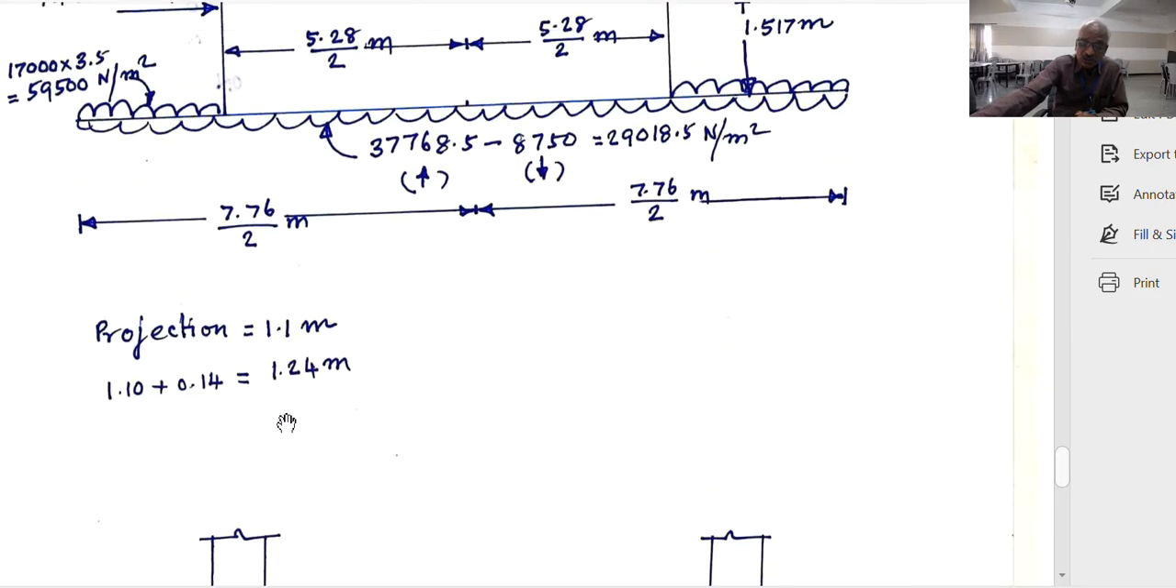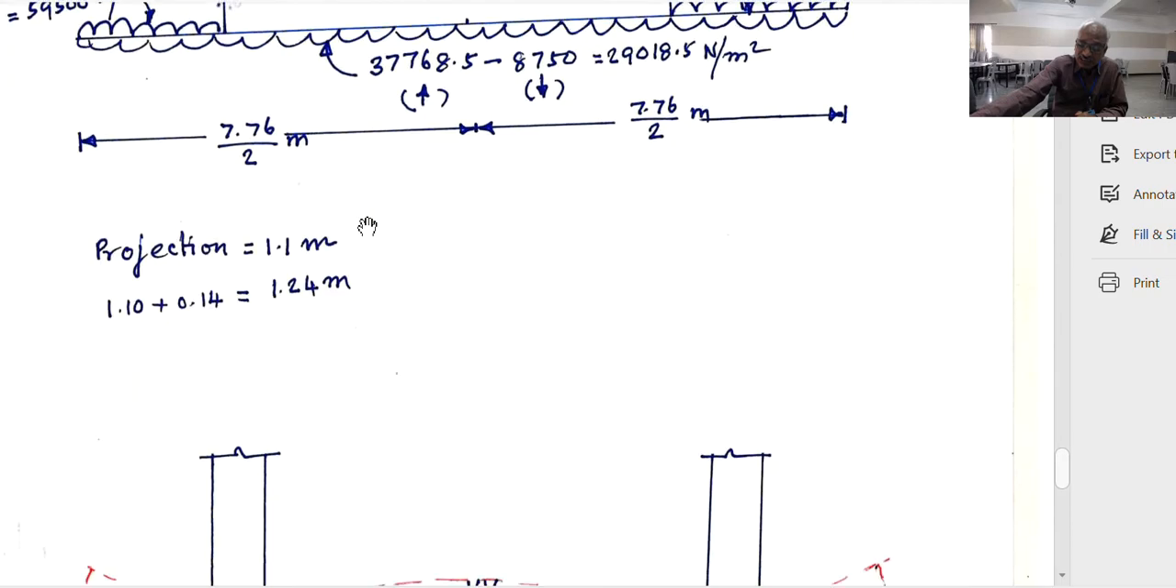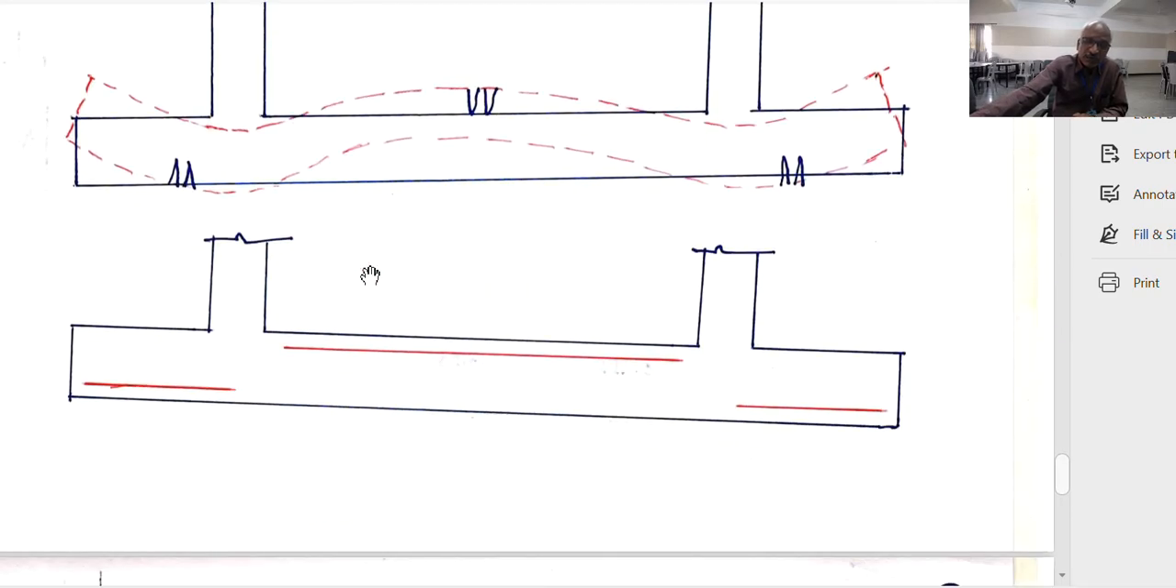So this figure shows the different forces. This figure shows the behavior, tension, and the direction and the location of the main reinforcement.